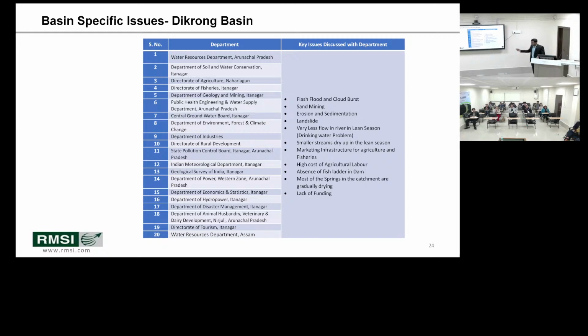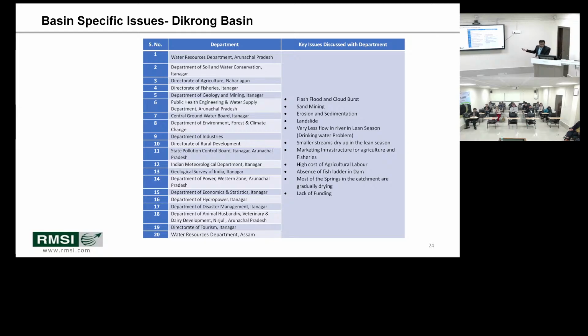And high cost of agricultural labor. During the discussion, the district agriculture officer shared that due to the high cost of labor, they are doing pocket-based farming, and if they want to do agriculture they do, otherwise they leave it until next year. This scenario is also there. And in the Pare Dam no fish ladder was provided. The absence of a fish ladder was a concern from the fisheries department.